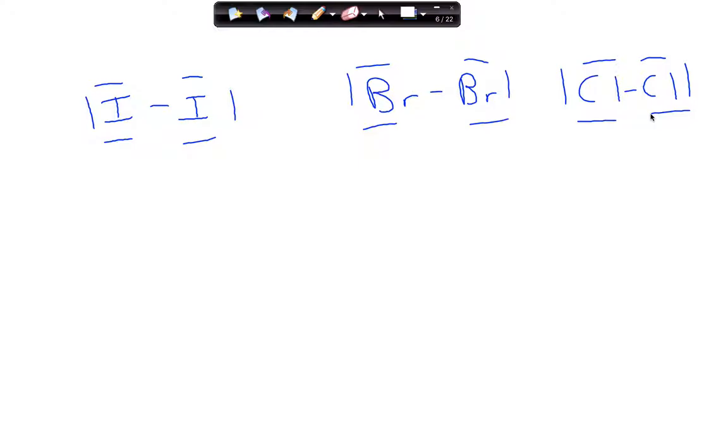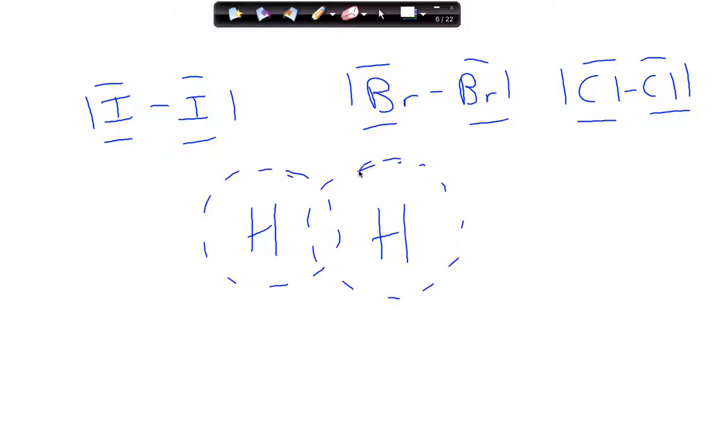So let's go back another step. Guys, let's look at hydrogen. If we look at hydrogen, this way we don't have to deal with hybrid orbitals. Looking at hydrogen, guys, this is what an H2 molecule looks like. But again, what do the dashed lines represent?